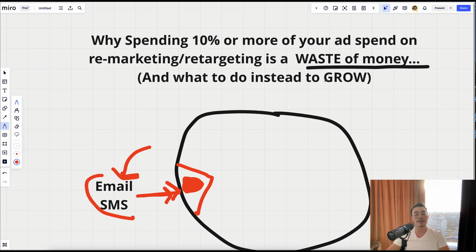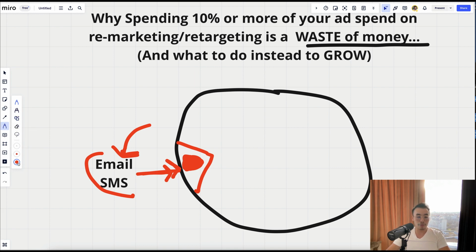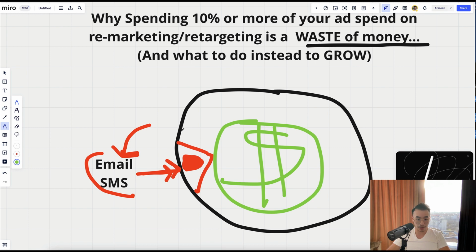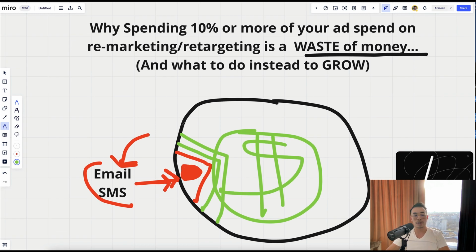So what should you do instead to grow now that you know that spending 10% or more of your ad spend on remarketing and retargeting is a waste of money? Well, ads really only have one purpose. It's to help you capture market share. Because the real money is in getting what you don't own yet, which is new customers, more market share. You want to expand what you own compared to your competitors. That's the whole point of growth, to capture more market share than your competitors and outscale and outgrow them. And that's how you do so, where you focus all the ads.